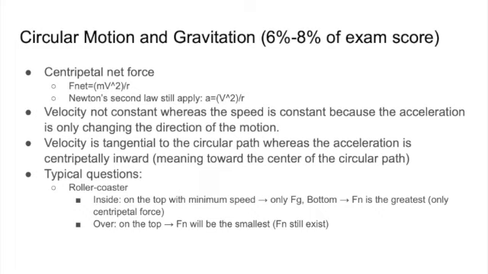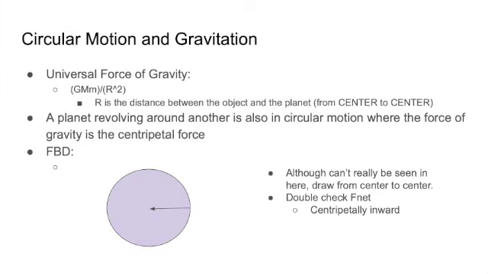The typical questions are going to be like roller coasters. They're going to ask you what is the normal force, what is the Fg, what is the relationship between Fn and Fg, what is going to be the minimum velocity, etc. The second part of this unit is gravitation. You have to know the universal force of gravity, which is GMm/r², where r is the distance between the planets. So it's going to be from center to center.